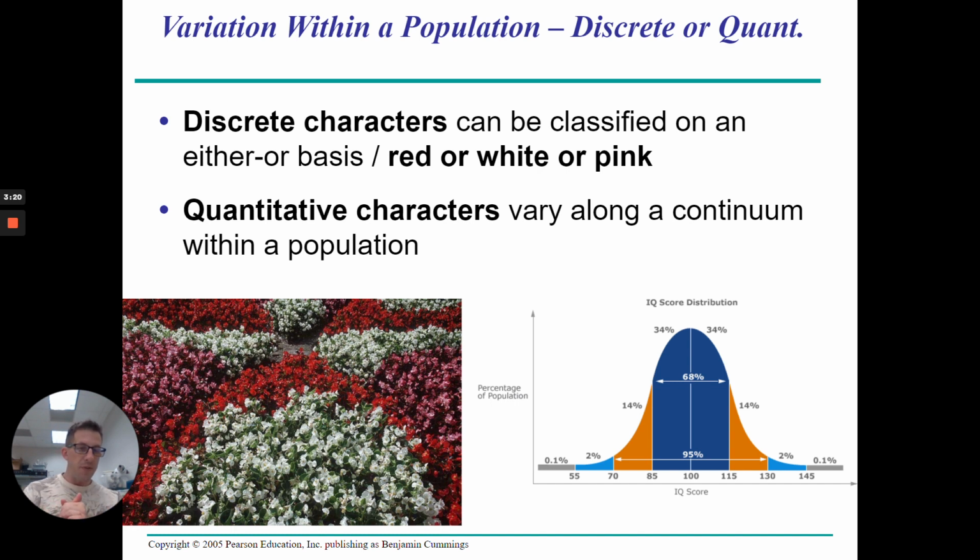For instance, some people think that's kind of what intelligence is. They think it's a multitude of different types of genes and interactions that have some kind of phenotype, which manifests as your IQ or how smart you are. And these are called quantitative characteristics, in which they vary along a continuum within a population.